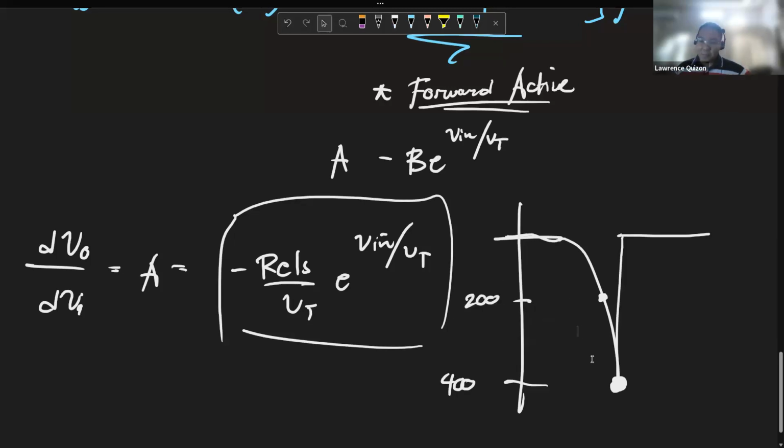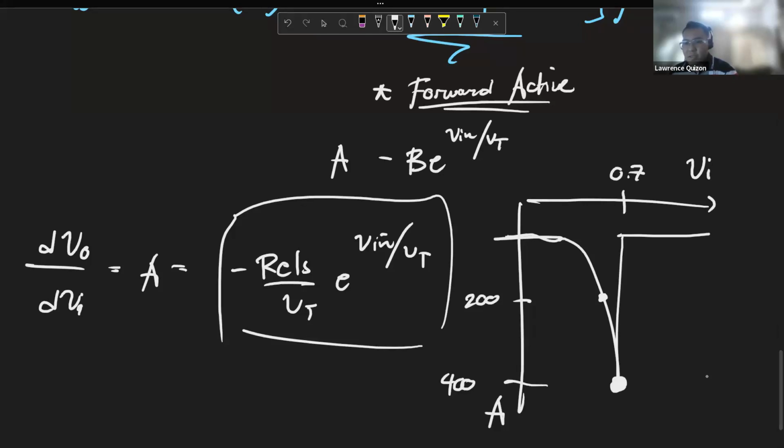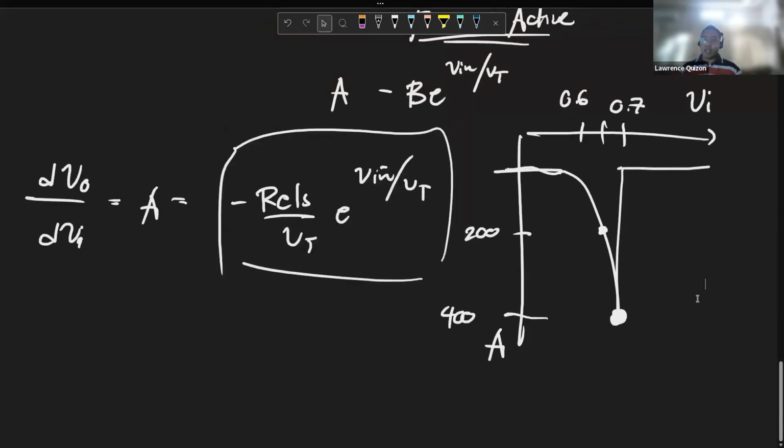So that's it. This is your gain versus V in. This is 0.7. This is like 0.6. So the optimal point is just about 0.65. So this is the equation for the gain.